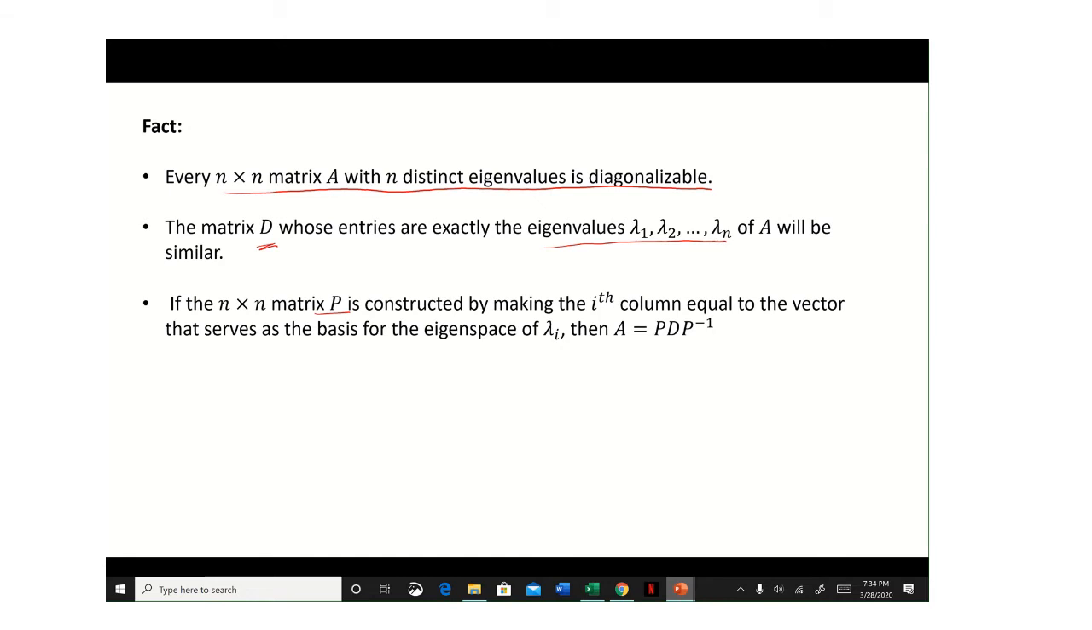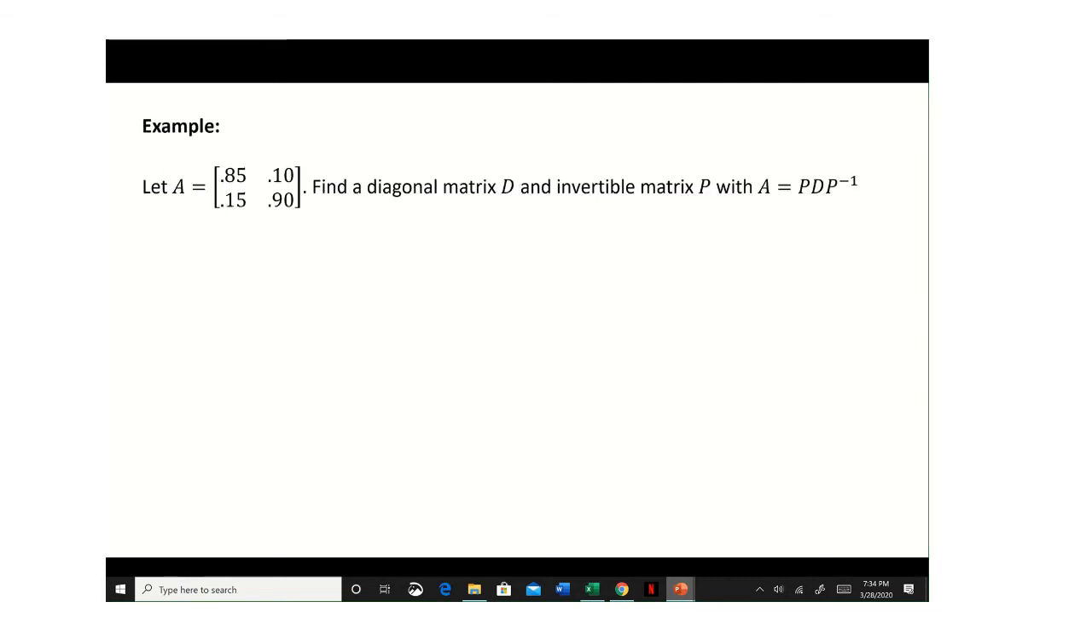If you want to make P, go column by column. The first column of P: take the eigenvector, that is the basis for that eigenspace for lambda 1, and make that the first column. Take your second eigenvalue, find the basis vector for that eigenvalue. That's your second column of P. And you just build P that way over and over again, one column for every eigenvalue, and that's the P that you're looking for. So here's an example.